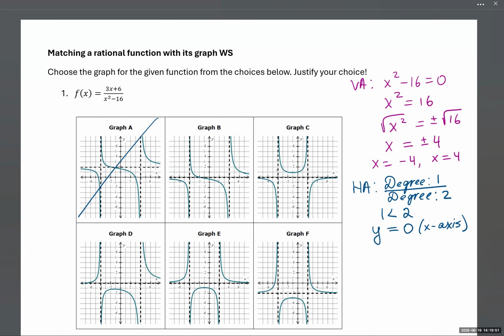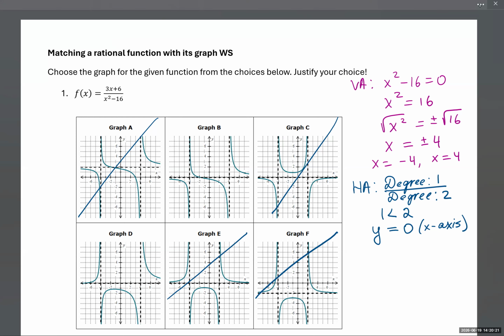Graph C has one vertical asymptote at -4, but the second one is at 2, so it's not going to work. Graph D fits our criteria. Graph E also does not have a second vertical asymptote at 4, and graph F has the horizontal asymptote not at 0 and the vertical asymptote not at 4, so definitely does not work. So we're down to B and D.